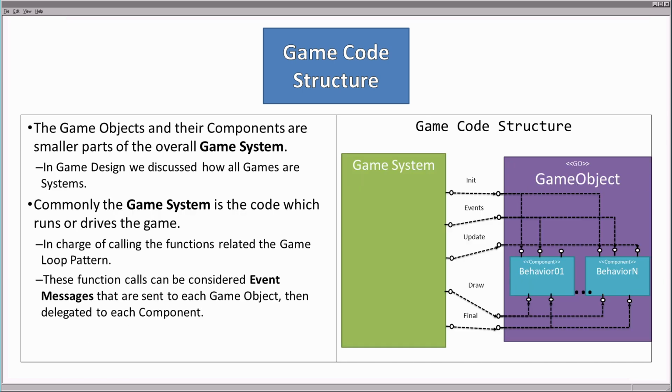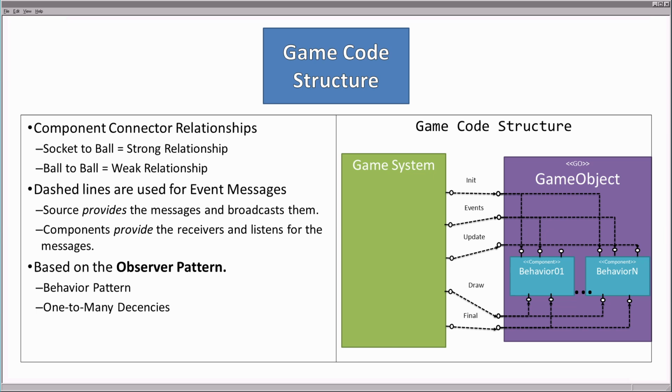The game objects and their components are smaller parts of an overall game system. In game design, we discussed how all games are systems. Commonly, the game system is the code which runs or drives the game. It is in charge of calling the functions that relate to the game loop pattern. These function calls can be considered event messages that are sent to each game object and then delegated to each component.